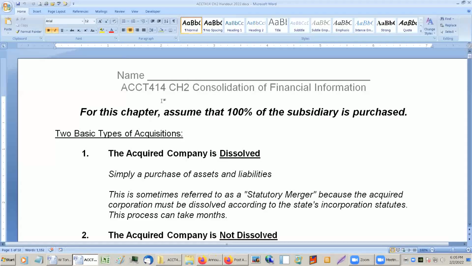The second one, the one that's more complex, that we're going to spend a good chunk of this semester on, is when you don't dissolve the company. You keep it going separately. So those are the two things that we're going to be working on today. The initial purchase of those.